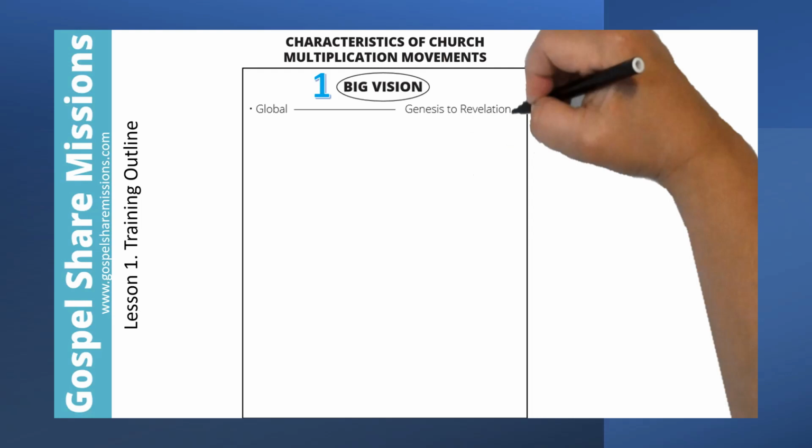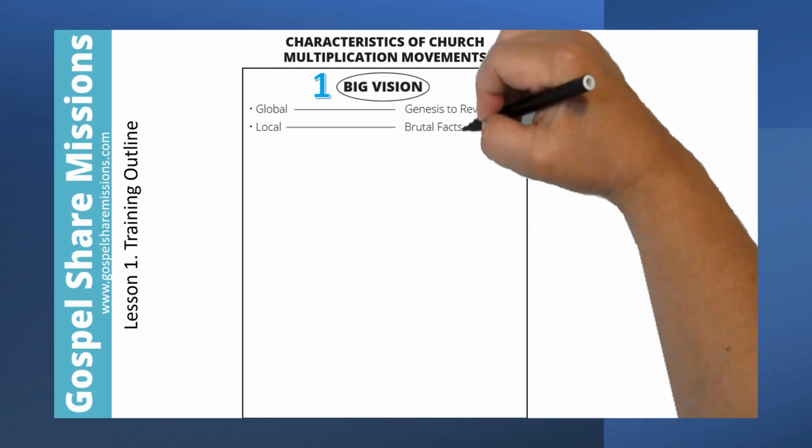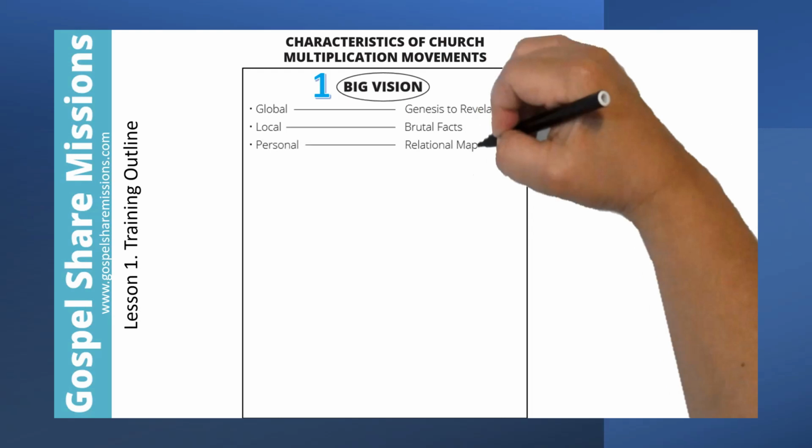This big vision, it is also local. Write down the word local, and on the right side, brutal facts. Here we will see that God wants to reach out our local communities, and here we will work with some population numbers. And this big vision, it is also personal. Write down the word personal, and on the right side, relational map. Here we will see that God also wants to reach out people close to us but far from Him.